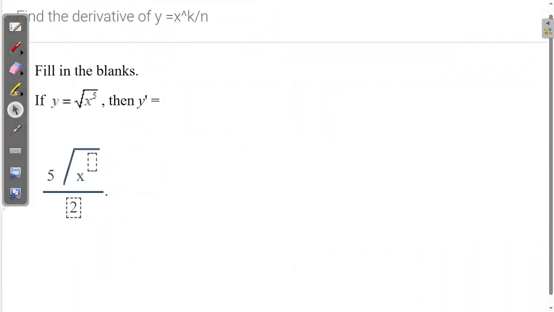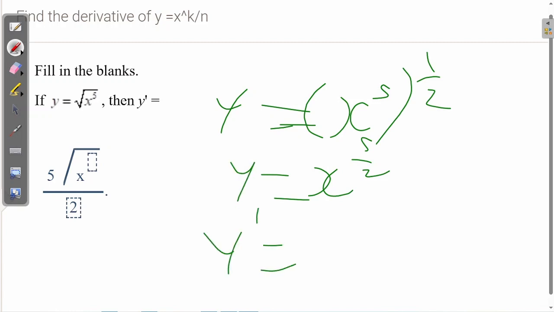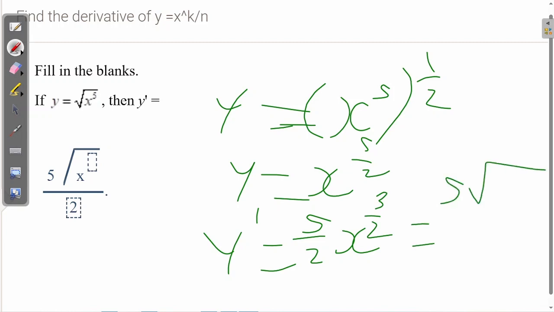Now radical x power 5, you make it into a fraction power. So x power 5 is to the power of 1 over 2. You multiply the power, so you're going to get x to the power of 5 over 2. Y prime will be 5 over 2 x to the power of 5 over 2 minus 1, which will be equal to 3 over 2. So it will be 5 square root of x cubed over 2.